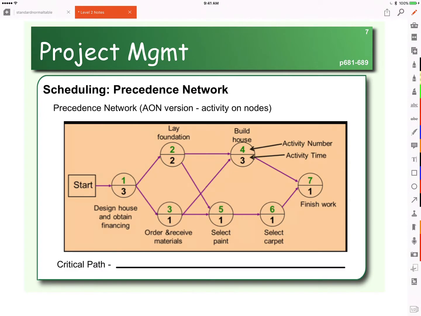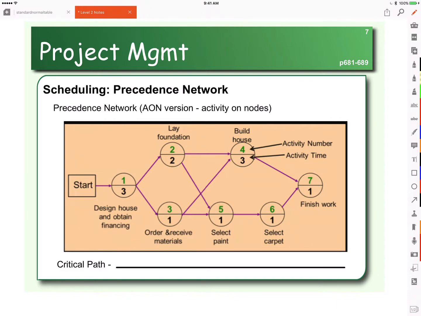So what we see here is a precedence network, and this is a version called activity on the node. That means each of these circles you see here, or nodes, represent the activity happening. There are other forms of precedence networks where the dots or nodes indicate the time in between. So there are other ways to represent a precedence network. We're going to focus on the activity on the node.